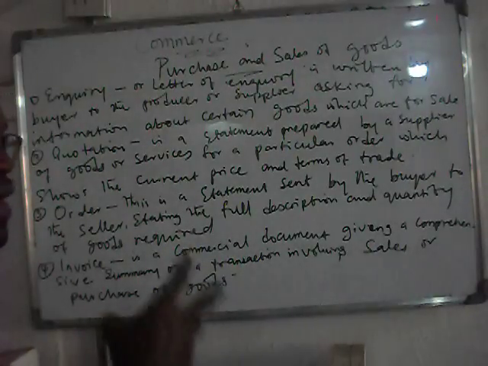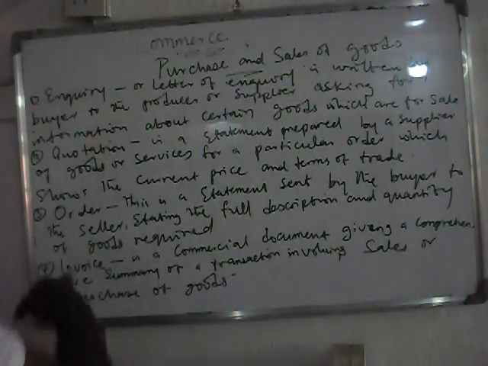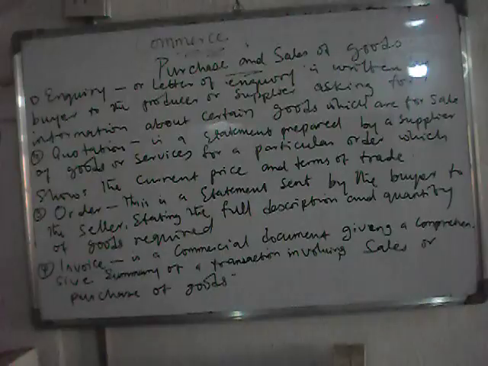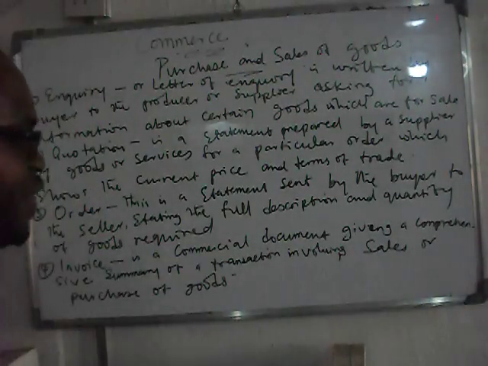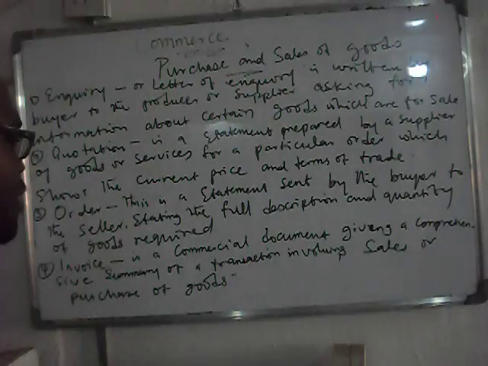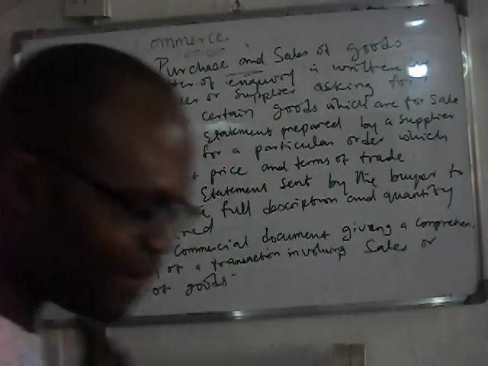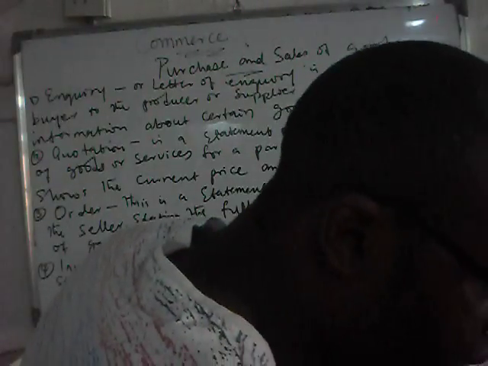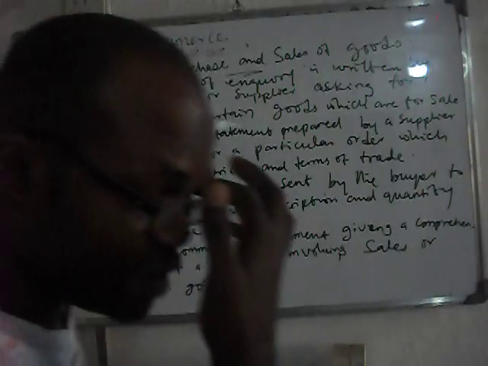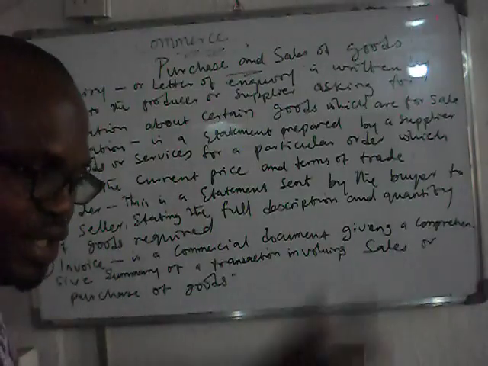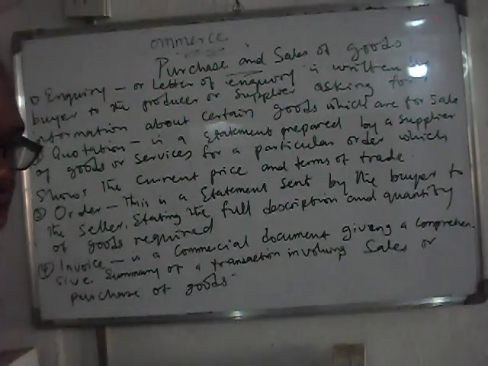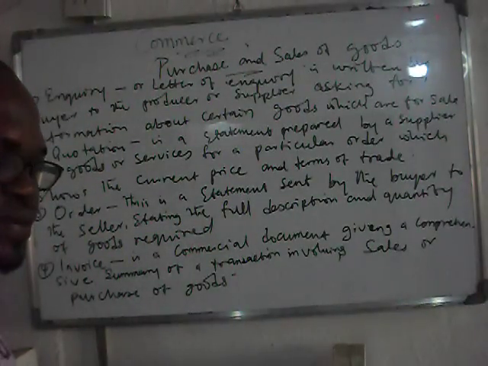You understand? You describe the goods you want to buy. Now we have what to call invoice. What is invoice? Invoice is a commercial document giving a comprehensive summary of a transaction involving sales or purchase of goods. After buying, you understand? The person selling writes an invoice that shows the complete summary of what has gone through.